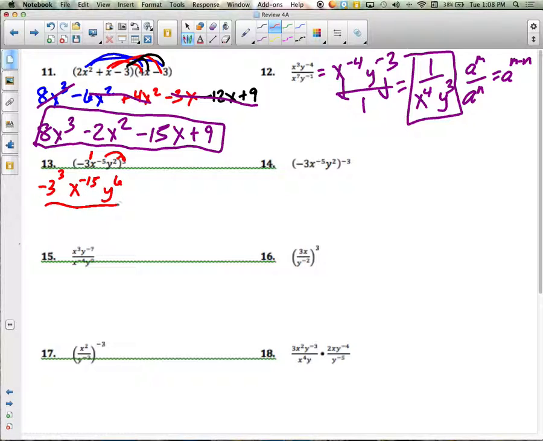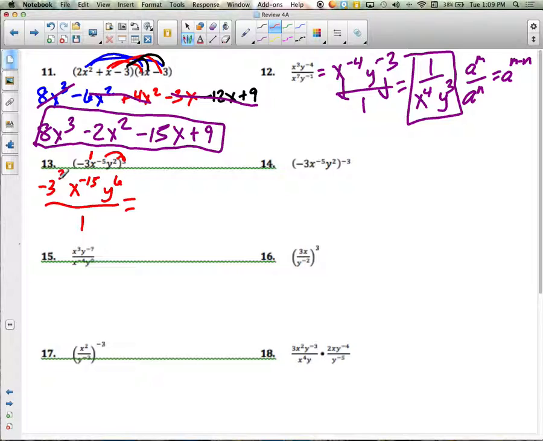Alright? And then you notice that this exponent is a negative on the x. So it's not happy, it's up in the attic, it needs to be brought down. So this negative 3 is to the third power. It is totally happy where it's at. Just because the base is negative has no impact on whether we move it. It's all about the exponents.